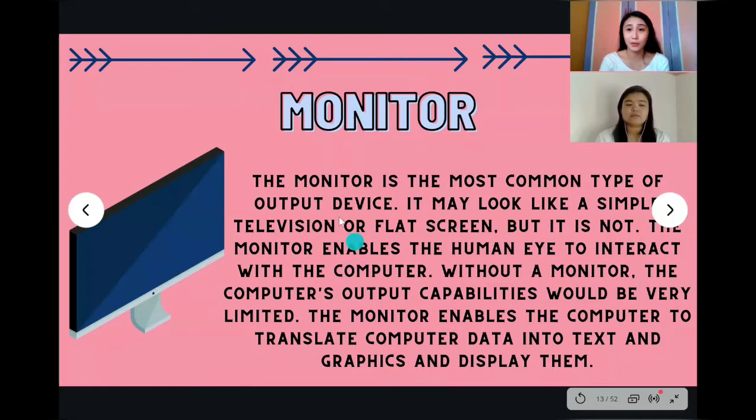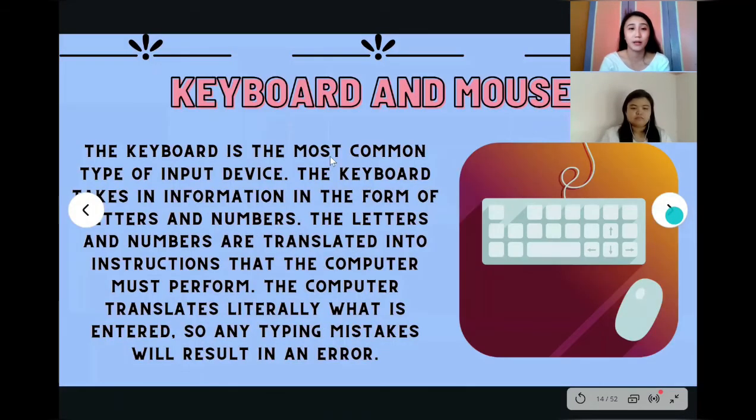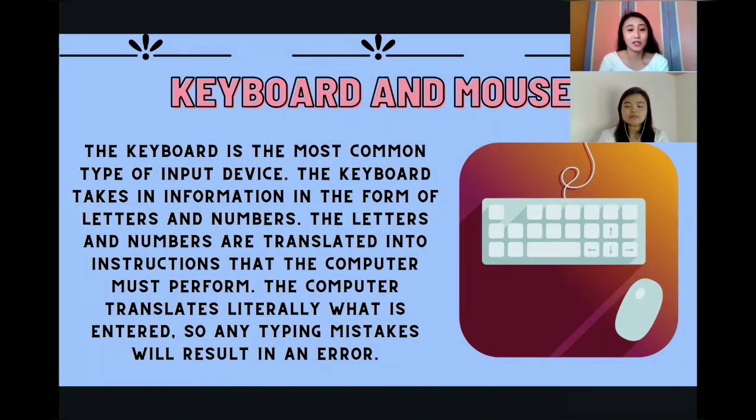So, alam naman natin yung gamit ng monitor. Self-explanatory na yan. And then the next one naman is the keyboard and mouse. The keyboard is the most common type of input device. The keyboard takes information in the form of letters and numbers. The letters and numbers are translated into instructions that the computer must perform. The computer translates literally what is entered, so any typing mistakes will result in an error.